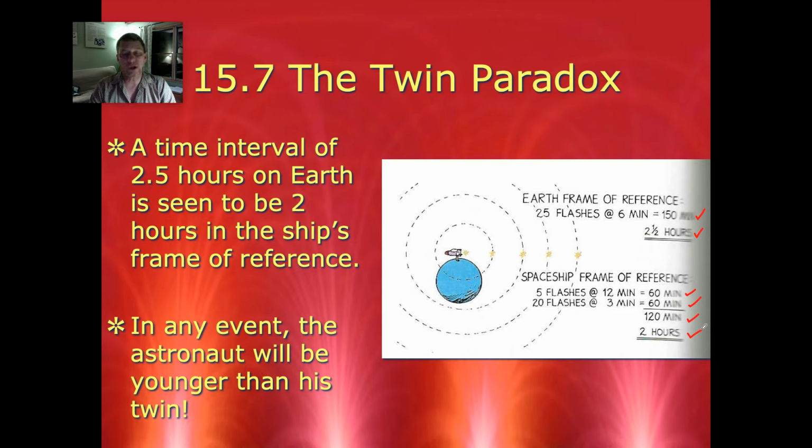So regardless of which way we do this, in any event, the astronaut is going to be younger than his twin on Earth. This is the example that Einstein came up with to explain this idea of time dilation. Okay, so that, my friends, is the end of my little discussion of section 15.7.